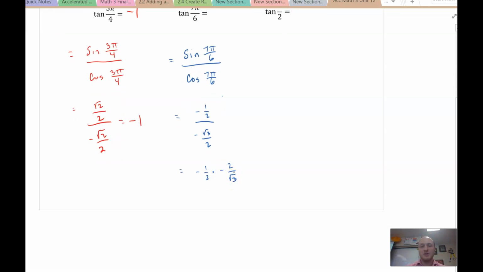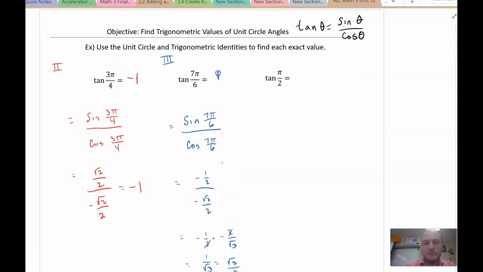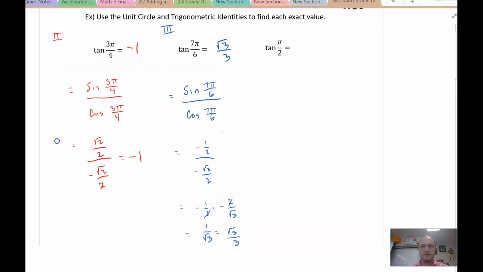How do we divide fractions? You multiply by the reciprocal of the denominator. So flip the denominator and multiply. Okay. All right, so our 2's cancel, the negatives cancel, and we get positive 1 over root 3, which after rationalizing is root 3 over 3.